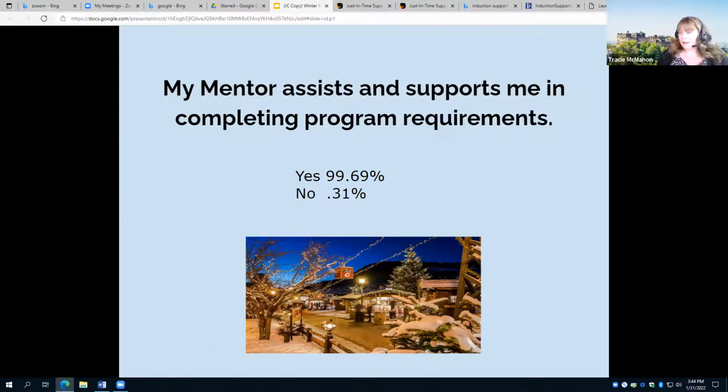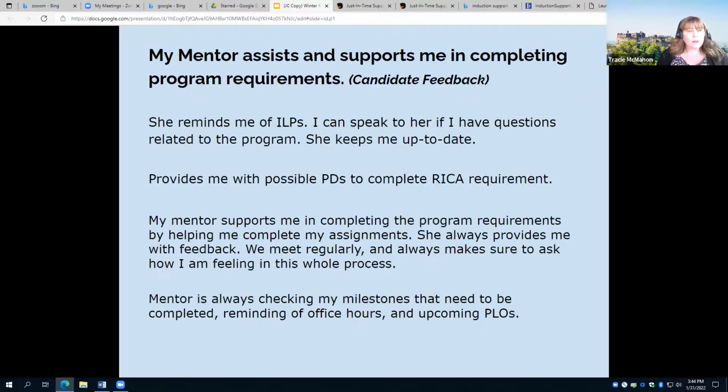99.69% said yes. So that's pretty incredible with a program this big, that many people feel so supported. So bravo to all of you, because all of the candidates take this. That means you're doing the awesome job that we already knew you were doing. Here are some of the things that they say.